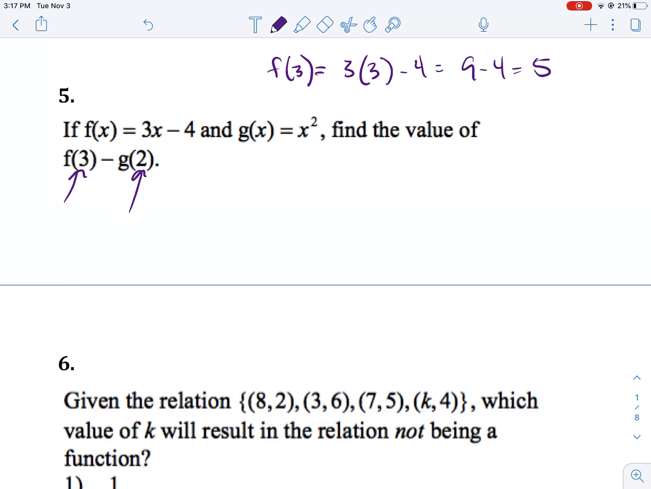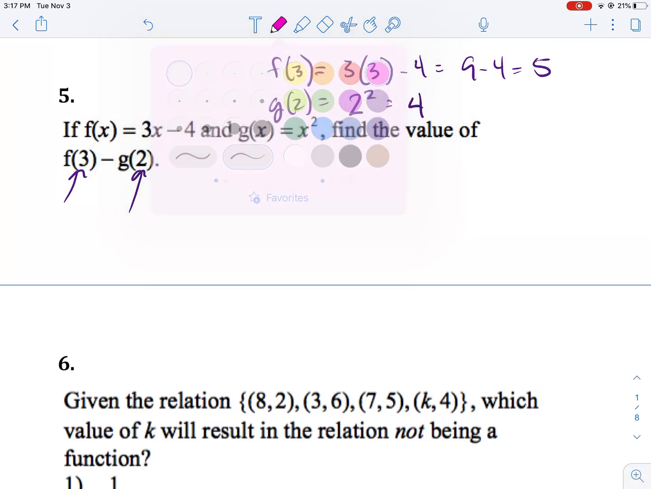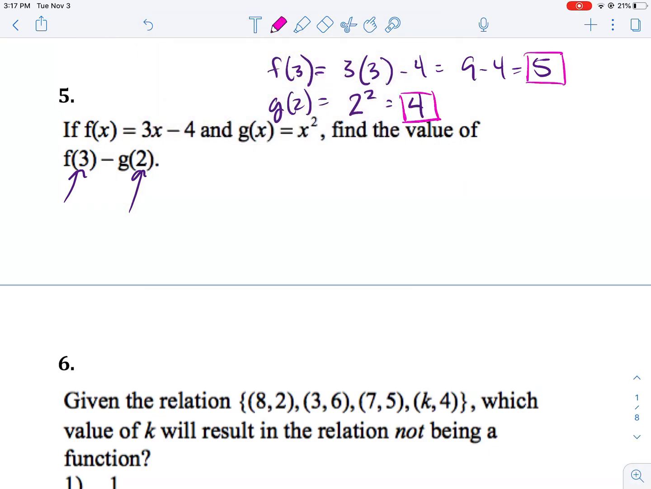Okay? g of 2 is equal to 2 squared, which is equal to 4. And so now, to finally finish this off, I'm just going to substitute these values in for our f at 3 and our g at 2. So we come back down here. f of 3 minus g, our input is 2, and I just switch that out. So f of 3 is 5, g of 2 is 4, and our answer is 1.